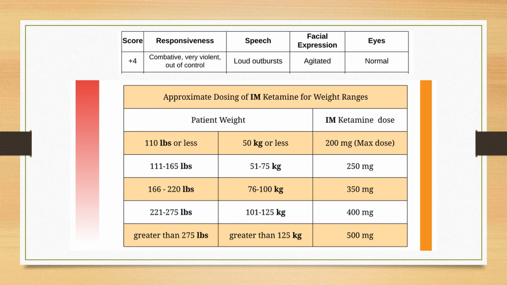If you notice the weight-based dosing for adults in ketamine, it's a lot, meaning we carry 500 milligrams of ketamine on the ambulances. If you have a patient who weighs in the range of 200 pounds, you're looking at 350 milligrams. If you have somebody who's greater than 275 pounds, you're giving them the whole truck, all 500 milligrams.